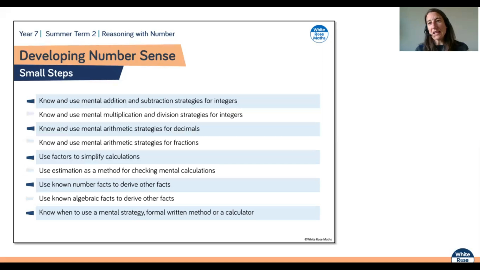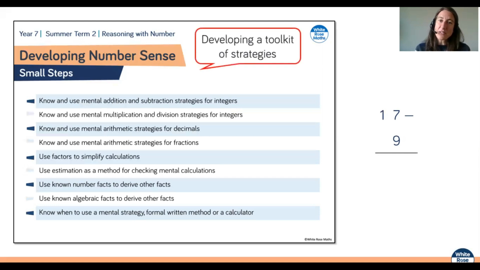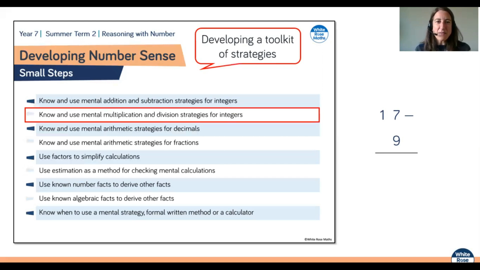Well, I'm sure that you've seen that students often go firstly to a written calculation when we ask them to calculate something like 17 subtract 9. And you can see here that the column method is completely useless. So what we want them to do is to develop a toolkit of strategies so that they can mentally add, subtract, multiply and divide with confidence. So today we're going to be focusing on this small step, and in particular we're going to be looking at multiplication.